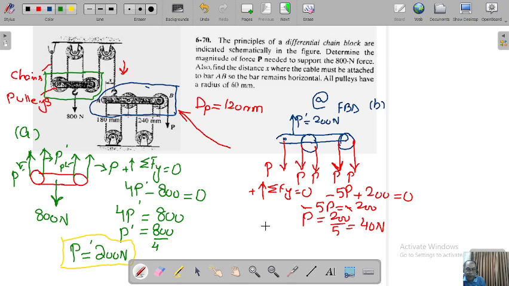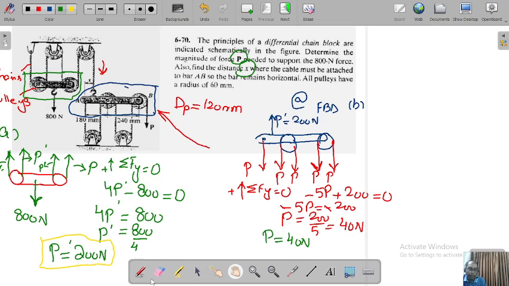So P is equal to 40 Newton. So this P has been calculated. Now we need to calculate this X. How can we calculate the value of X? It is very important.